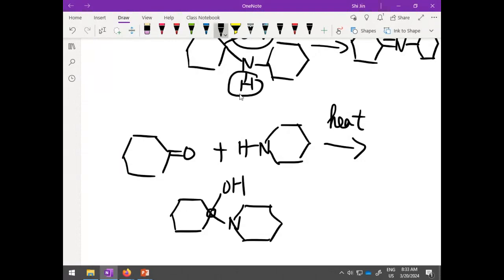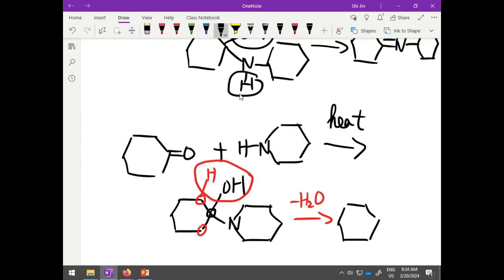So what is the beta carbon? Those two are the possible beta carbons. So you eliminate one of the protons on that beta carbon together with the OH group, so minus water. You will get to the product. That's what happens if you have a secondary amine.